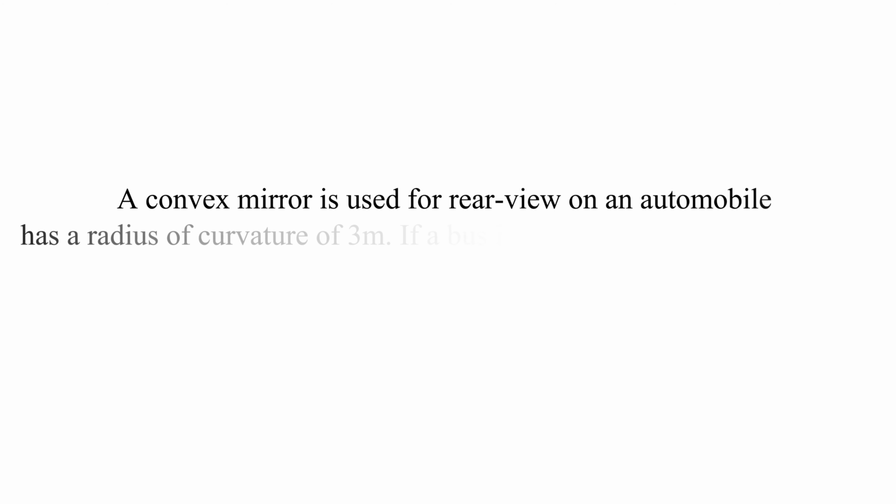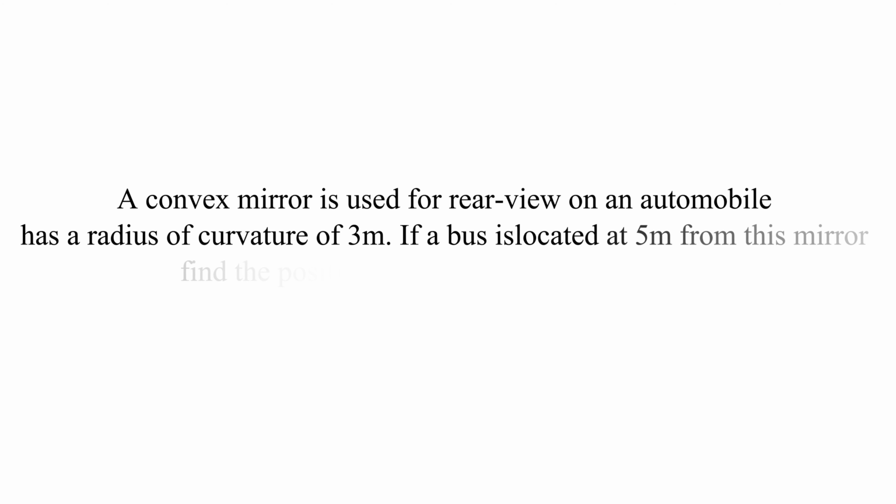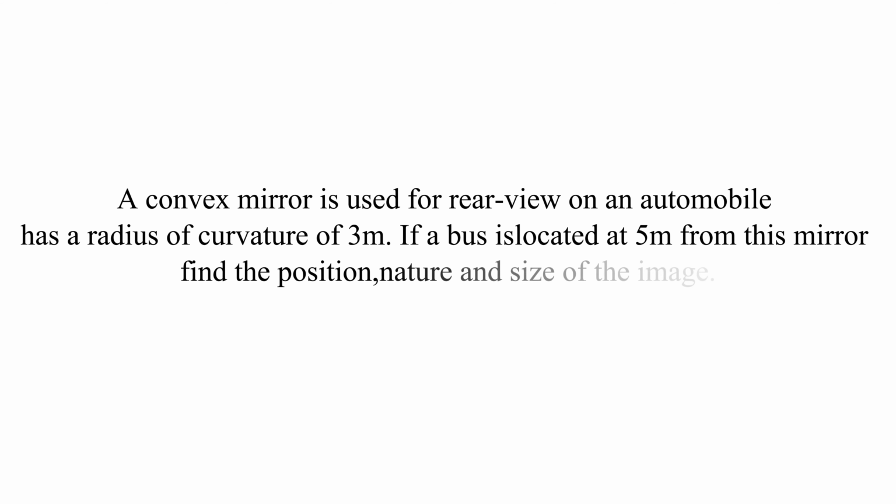Let's continue with the first one. The problem states, a convex mirror used for rear view on an automobile has a radius of curvature of 3 meter. If a bus is located at 5 meter from this mirror, find the position, nature and size of the image. We begin by constructing the ray diagram for the problem.